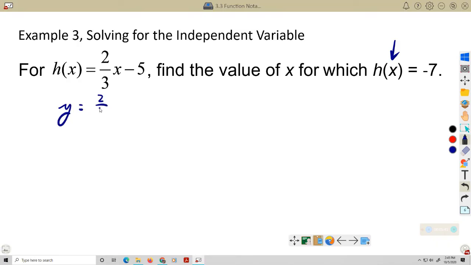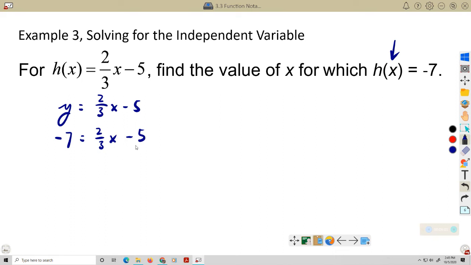Y equals 2/3 x minus 5. And then we're going to substitute the negative 7 for the y. Remember, the h of x is kind of like our y. It's our output. So negative 7 equals 2/3 x minus 5. And then we solve for x.